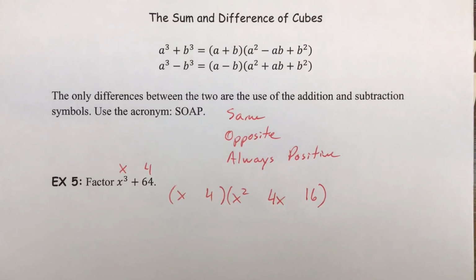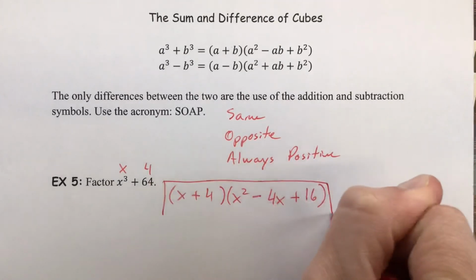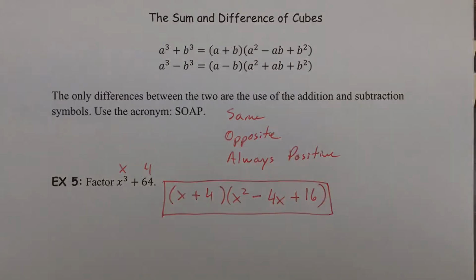Once you have that, you can use SOAP. It started with a positive, so it's the same. You then have opposite, always positive. And that's it. It does not factor any further from here.